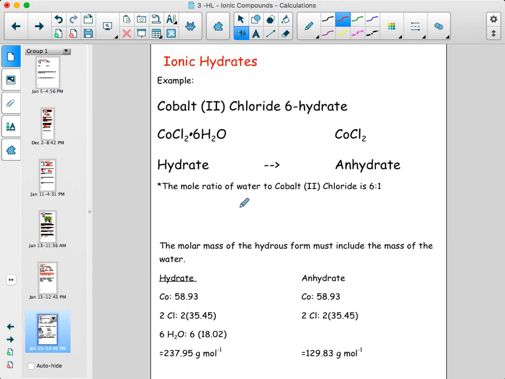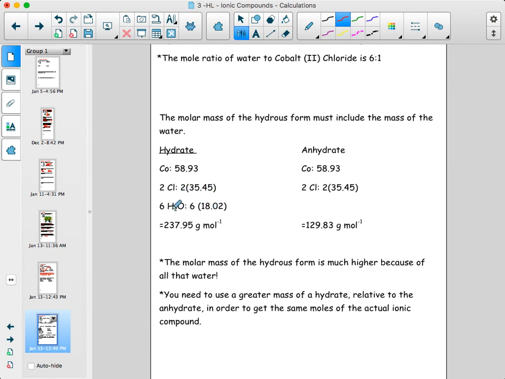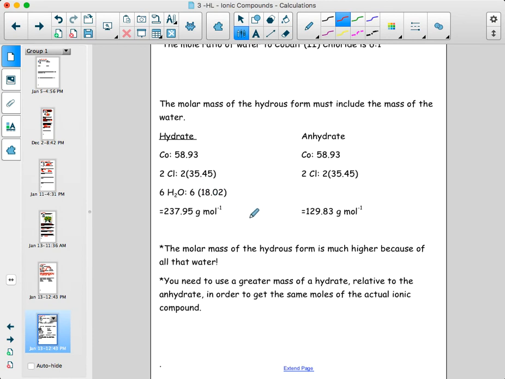Okay, if you paused the video, let's see if you got the right answer. So we've got the molar mass of cobalt, we've got chlorine times 2, and then we've got 6 times water, which I've just combined as 18.02. So the molar mass of the anhydrous form is 129.83, whereas the hydrated form is 237.95. So you can see in this case, it's a huge, huge difference. The water almost weighs half of the compound. It almost makes the molar mass twice as much.